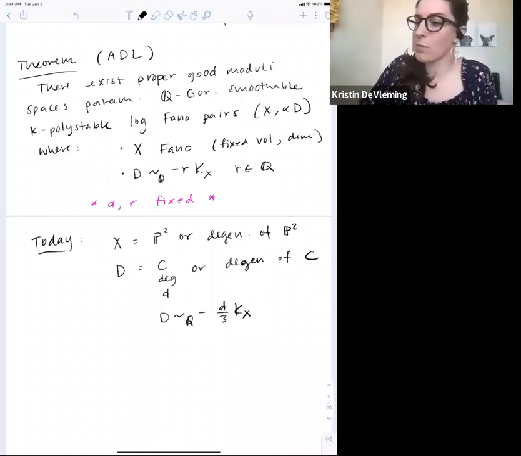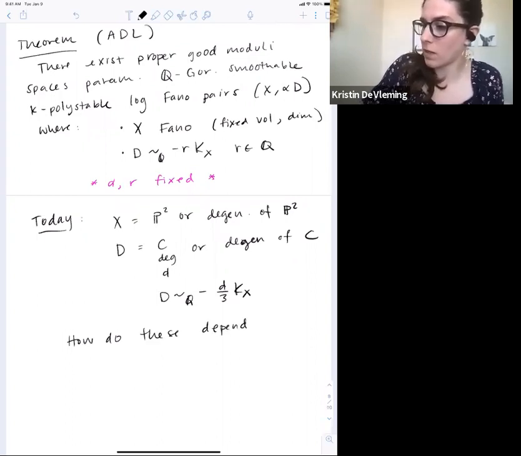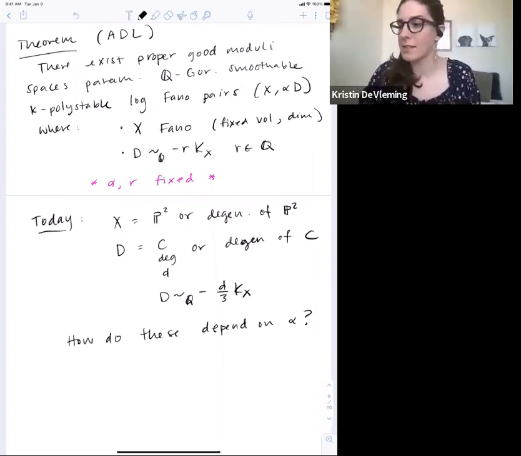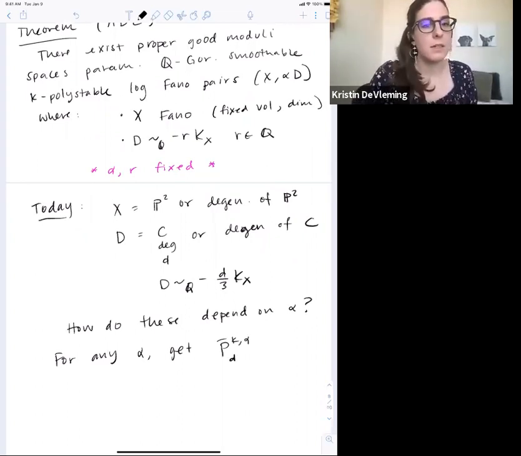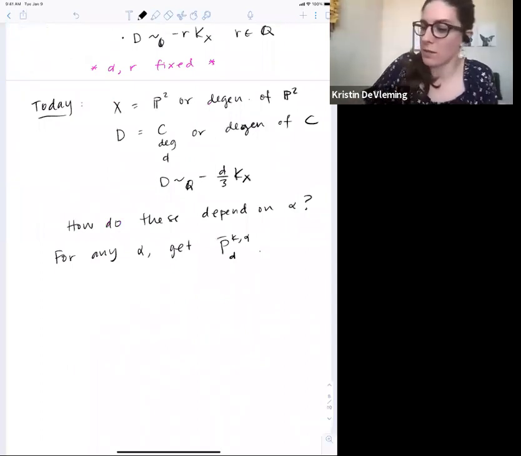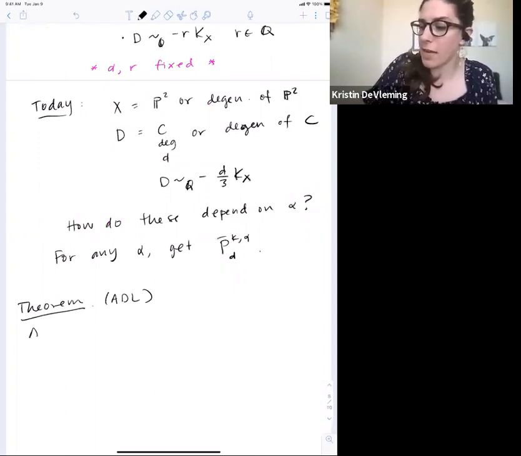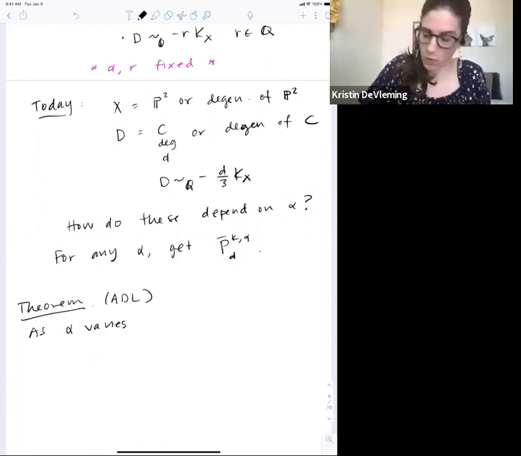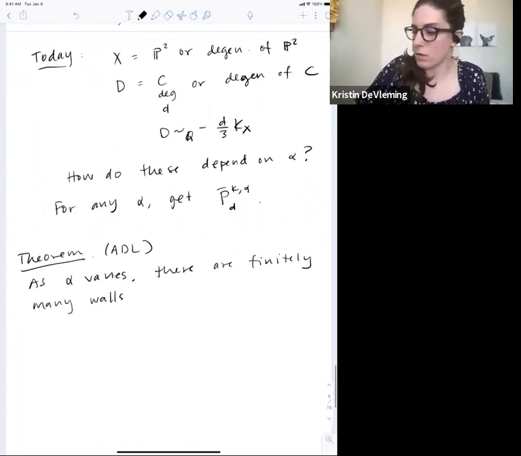But how do these moduli spaces depend on alpha? So the theorem tells us for any alpha we get a moduli space, say P^K_{alpha,d}, but there are infinitely many alphas. So how useful is this? How do they depend on alpha? And this is perhaps the next theorem. Again, this holds in general, not just in the plane curve case: as alpha varies, there are finitely many walls. So there are finitely many values where the moduli spaces change. That's what a wall means.